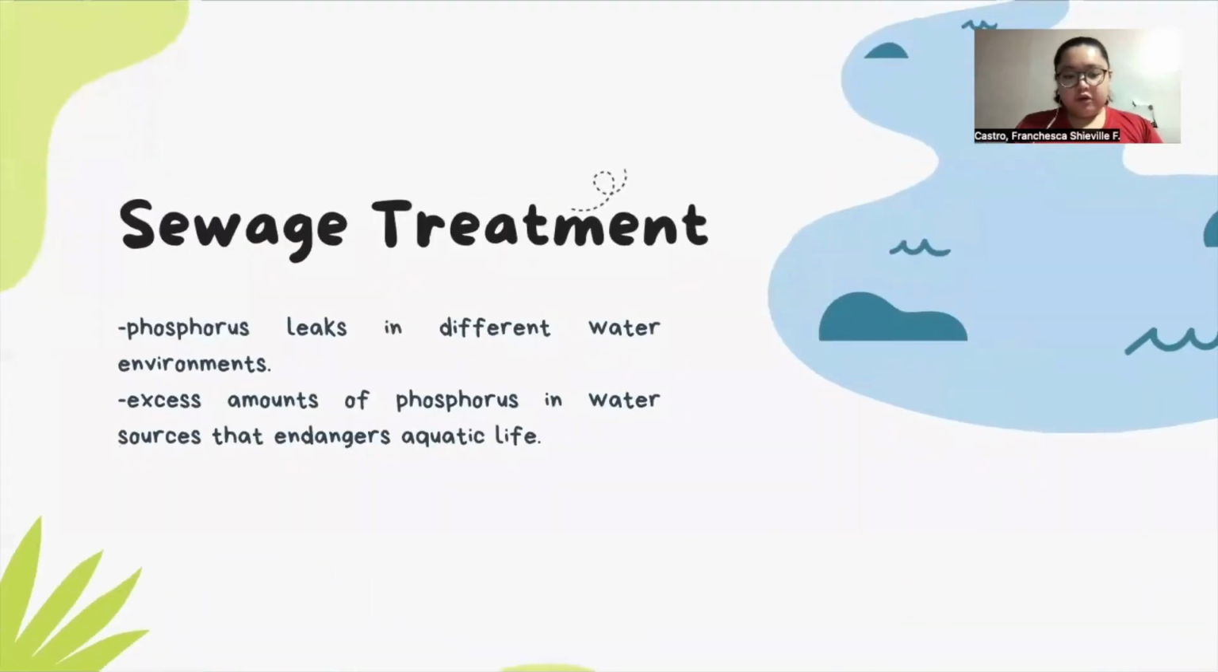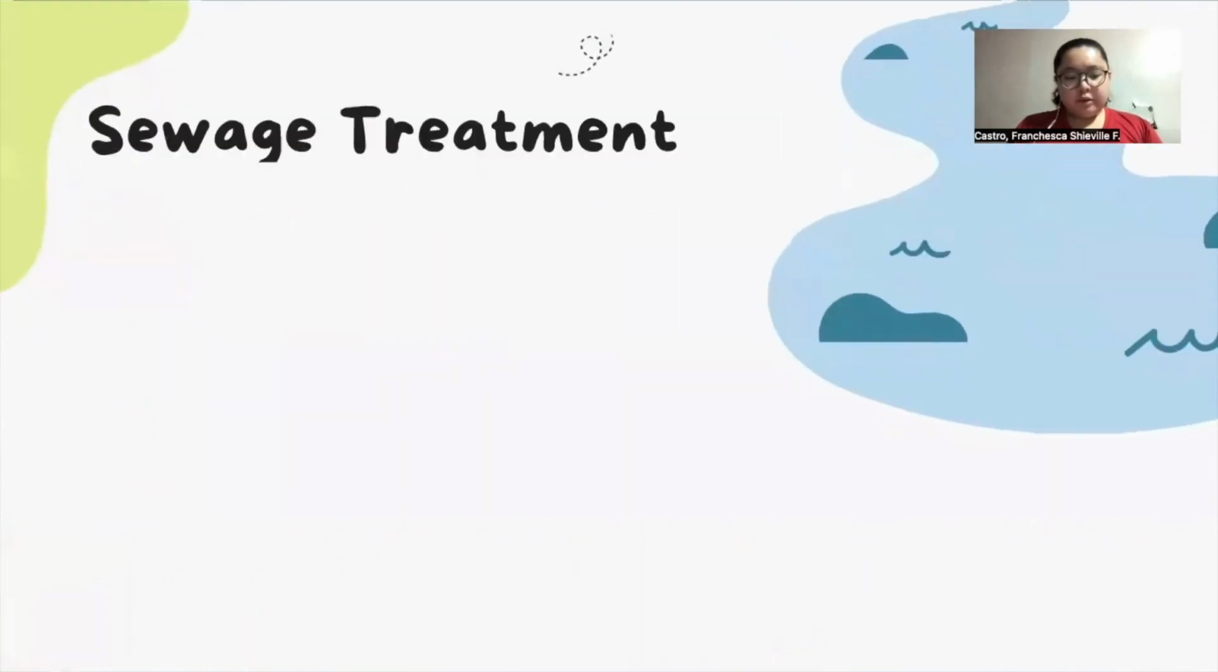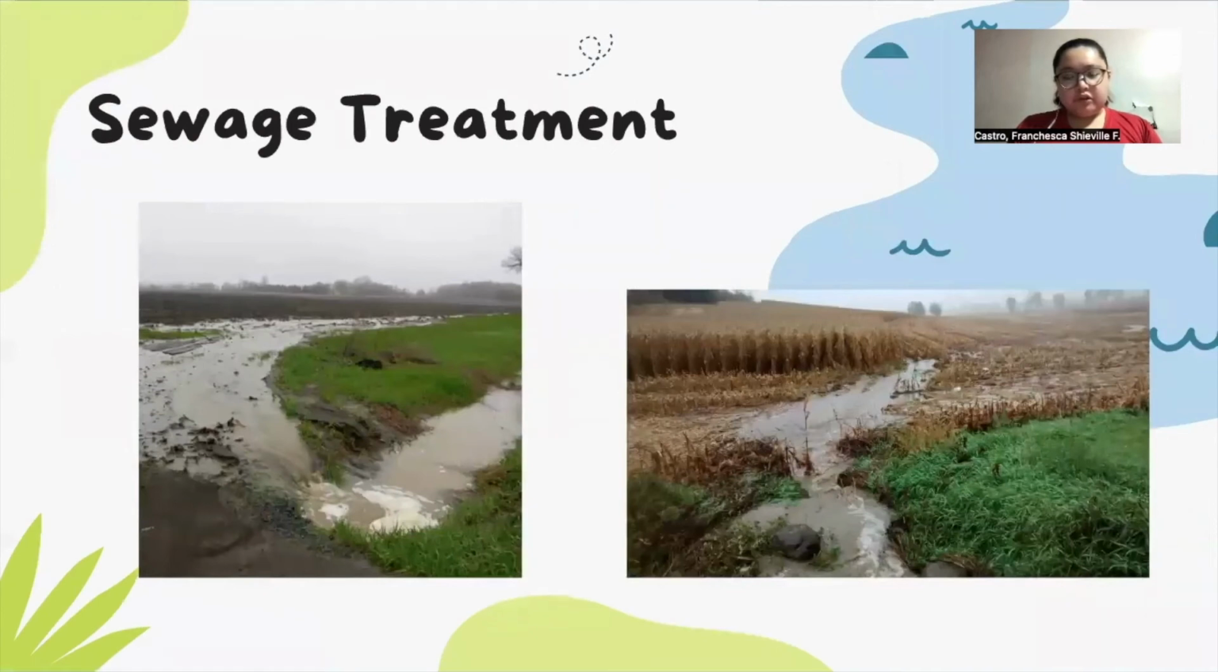Another example of an anthropogenic effect is sewage treatment. Phosphorus leakages in the water resources may cause harm to different aquatic life. So here are examples of what poor sewage treatment looks like. These lakes are seen to have phosphorus runoffs coming from nearby crops that have too much fertilizer.